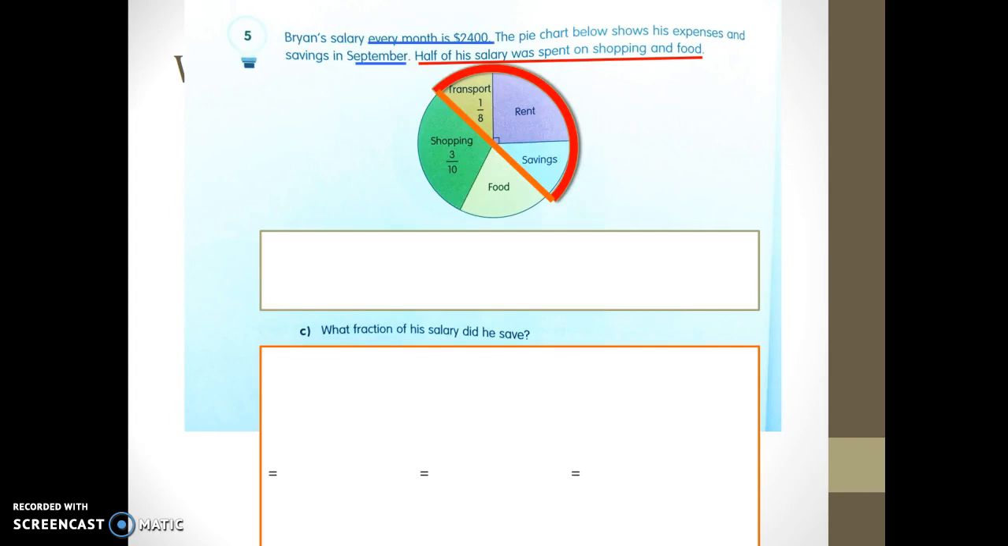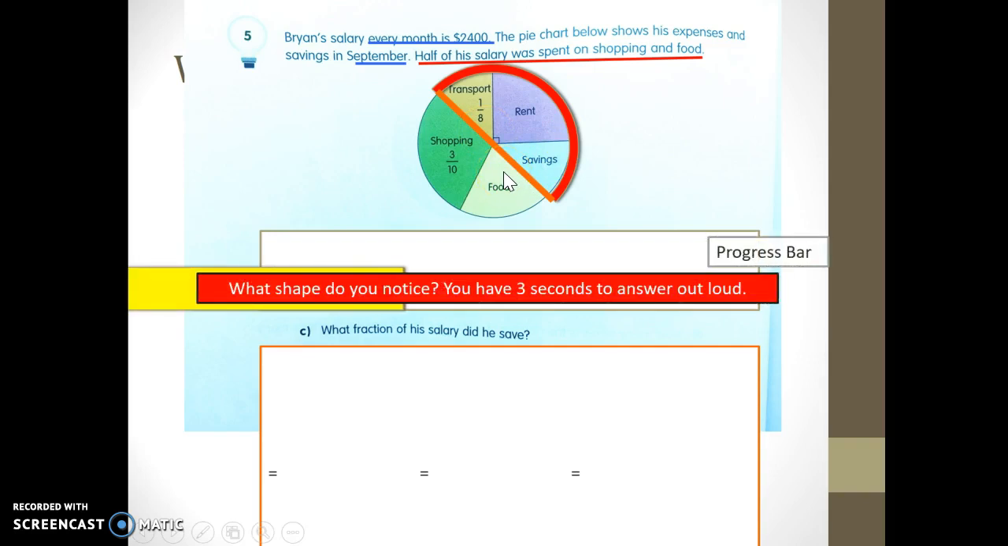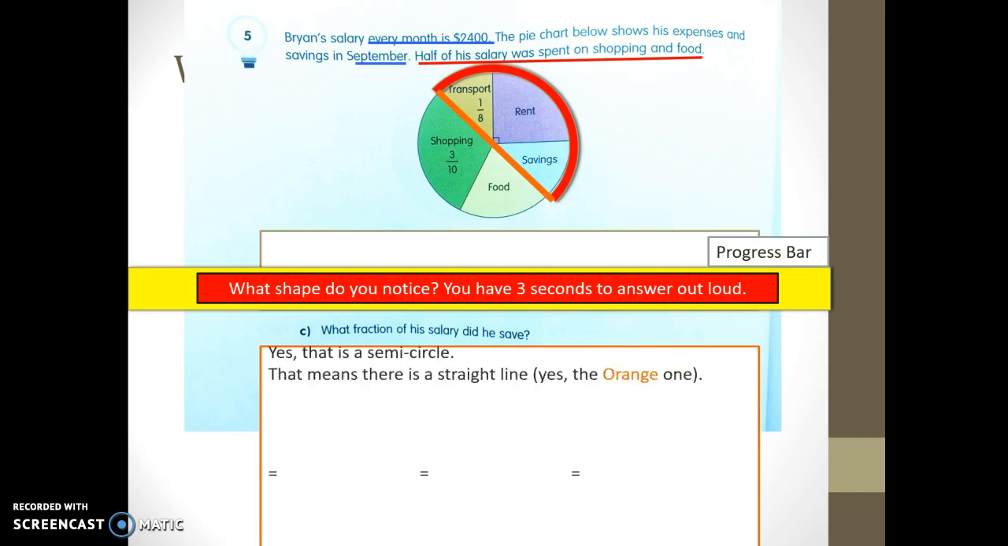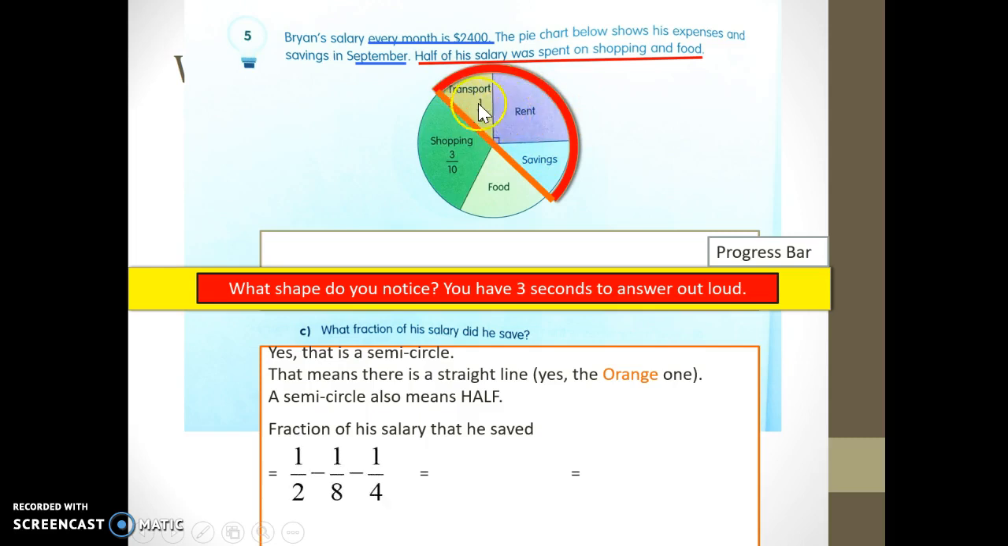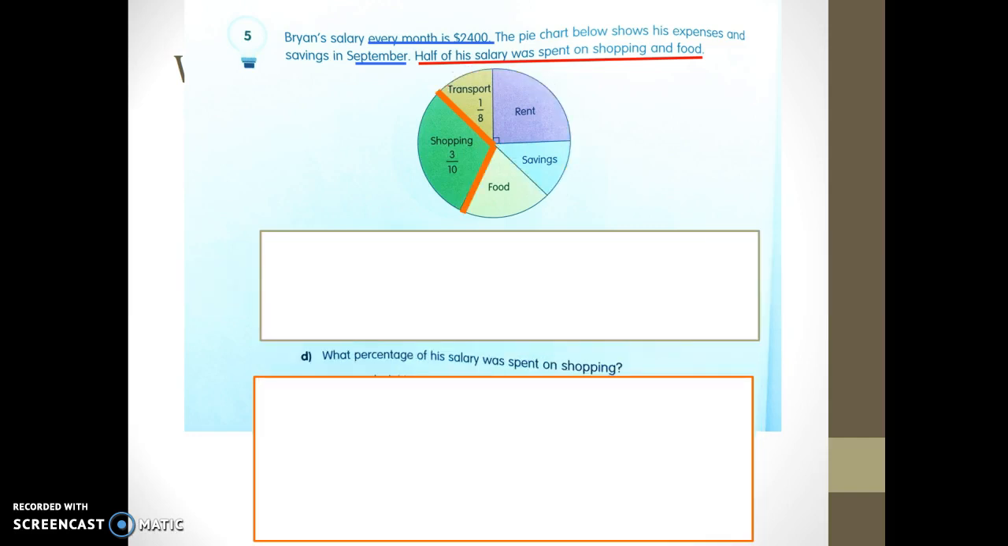Next, what fraction of his salary did he save? Savings would be this part here. Let's see. What shape do you notice? 1, 2, 3. Answer is semicircle. Good. And semicircle means it is a half circle. So the fraction of the amount that he saved will simply be half, subtract away this and this. So that means half takes away 1/8, take away 1/4. Alright, change all to equivalent fractions, and we get the answer. Simple. Next. Part D. What percentage of his salary was spent on shopping?